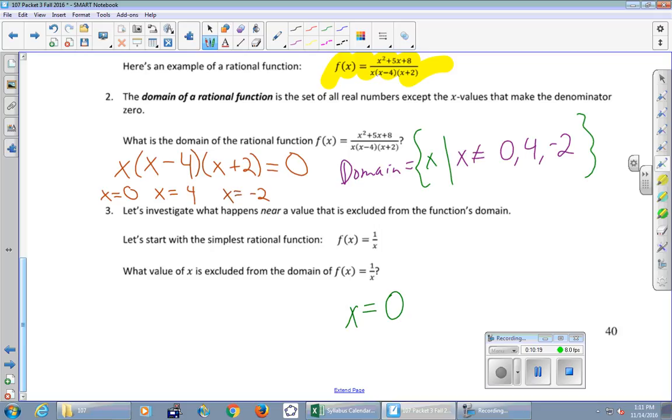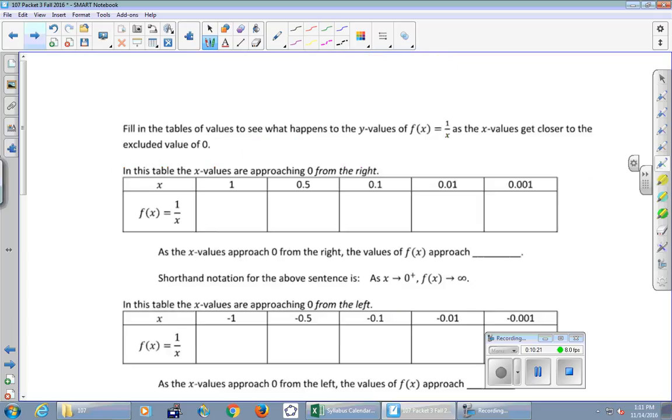Okay, let's go to the next page. If we asked for the domain, it would say everything except for x equals 0, but that question I think said what's excluded. X equals 0 is excluded.